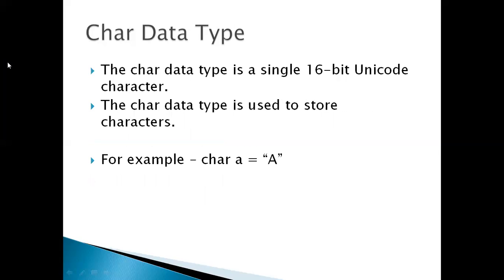Then comes the character data type. The character data type is a single 16-bit Unicode character. So it stores data in a 16-bit memory location. The character data type is used to store characters. For example, char a is equal to capital A. So here the small a is the variable name and char is the data type.